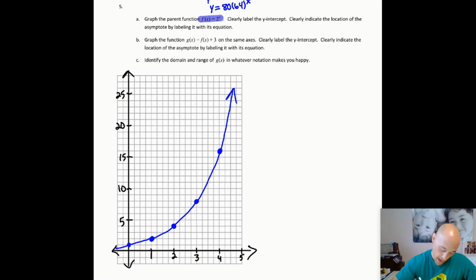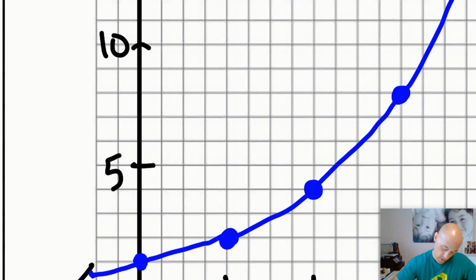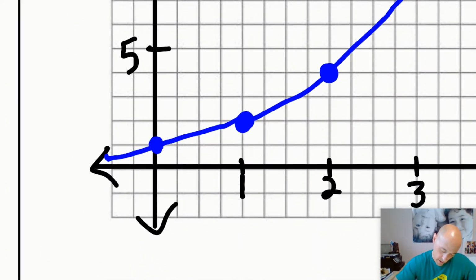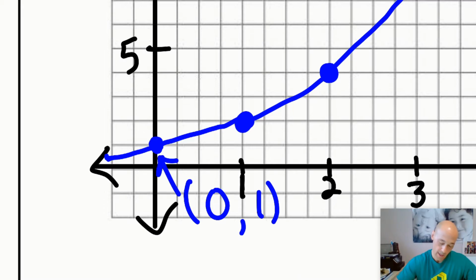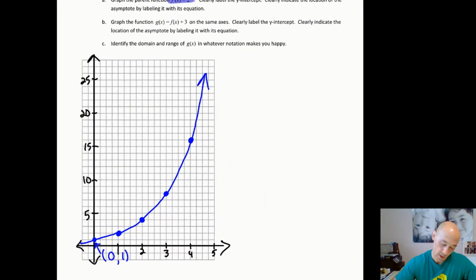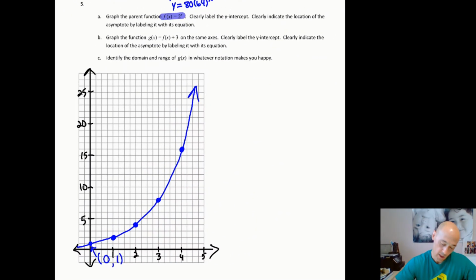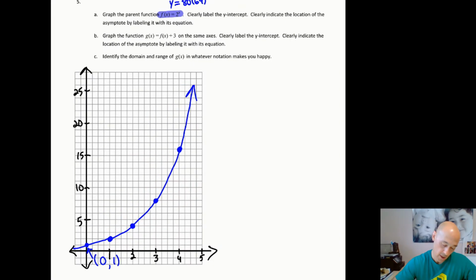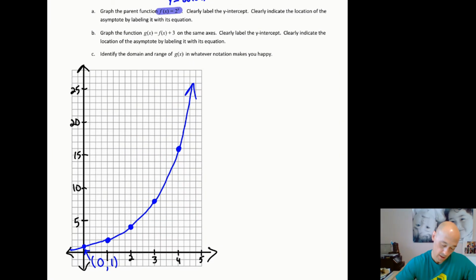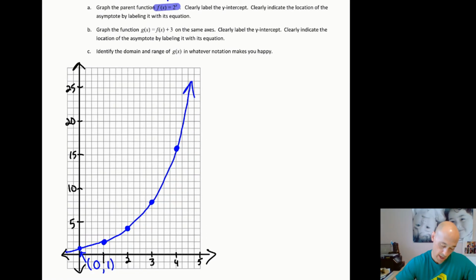All right, so the y-intercept there. So the y-intercept is (0, 1). What does it tell us? What else does it tell us to label? Indicate the location of the asymptote by labeling it with its equation.